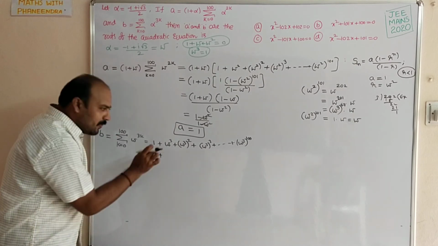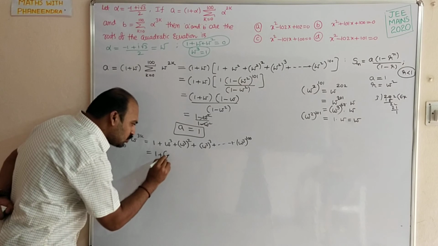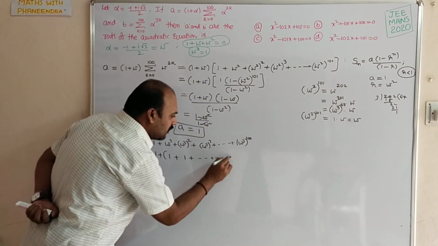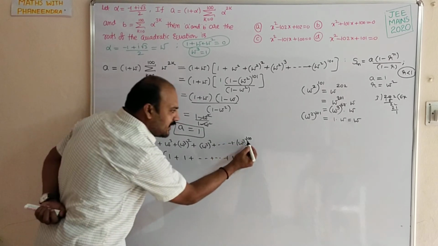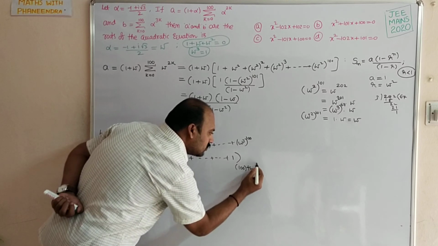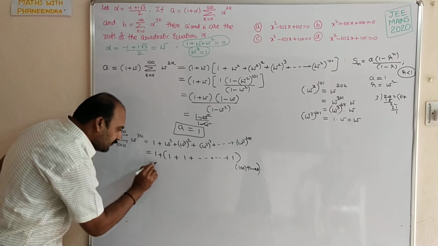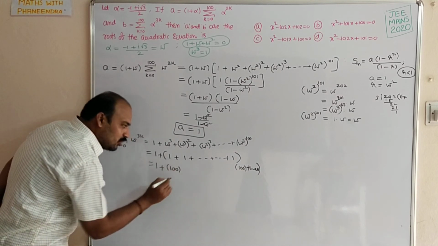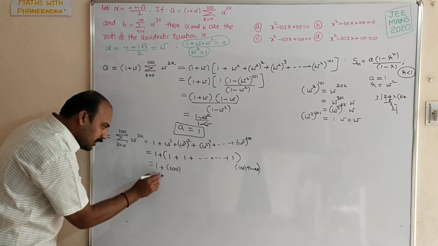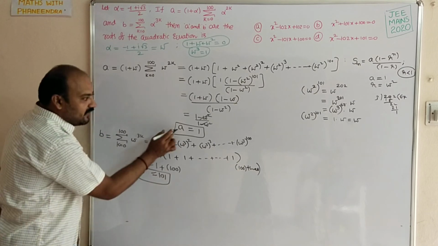1 plus omega cube, also 1 only, no, omega cube is equal to 1. So 1 plus 1 plus 1 plus and so on, 1 to the power of anything is 1. How many times are there? It is 100 times there. So 1 plus 1 plus 1 and so on, 100 times means this value is 100 only, no. 100 plus 1 is 101. So B value is 101, A value is 1.